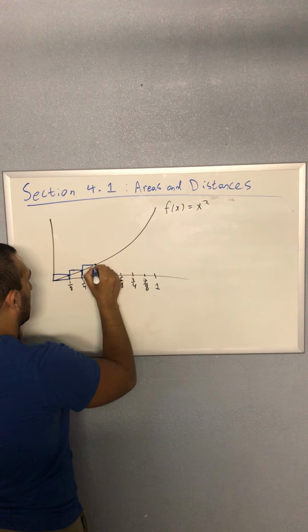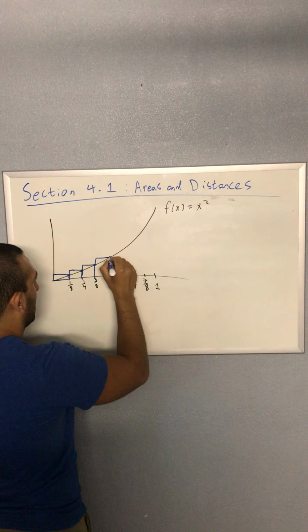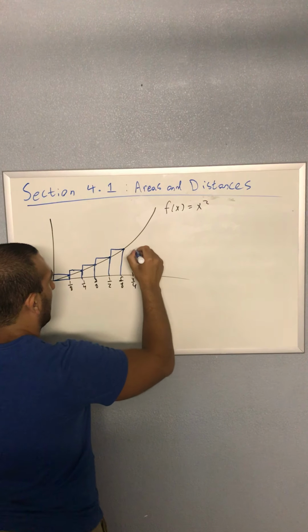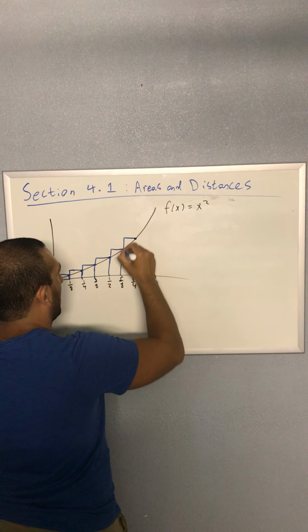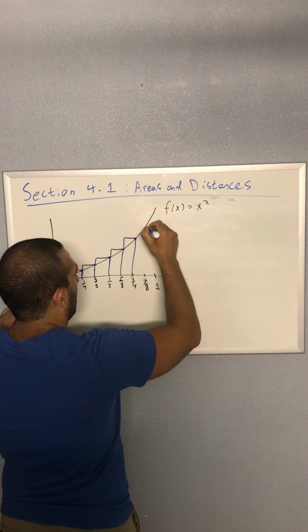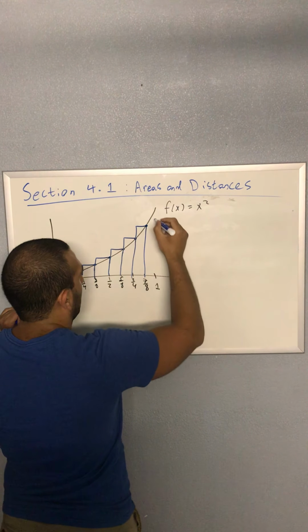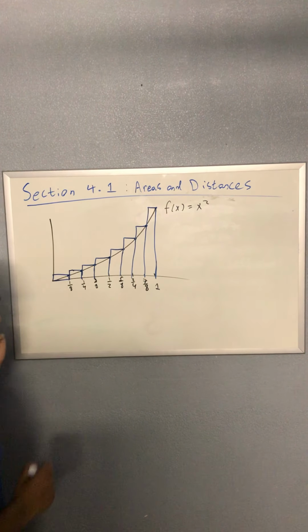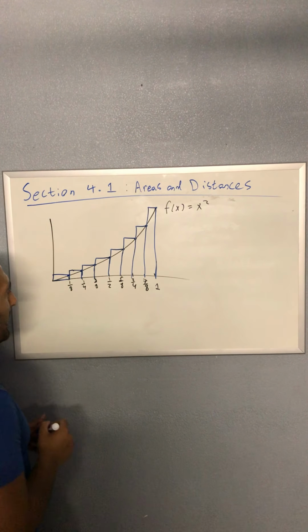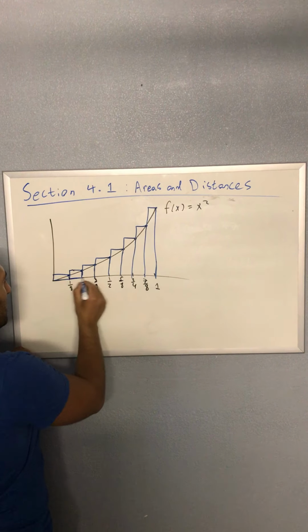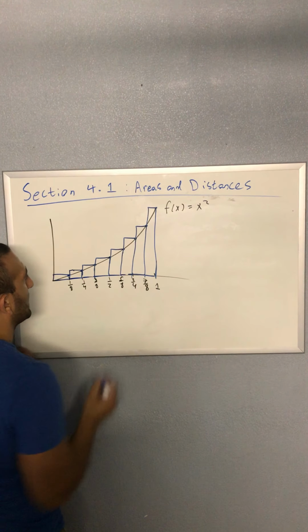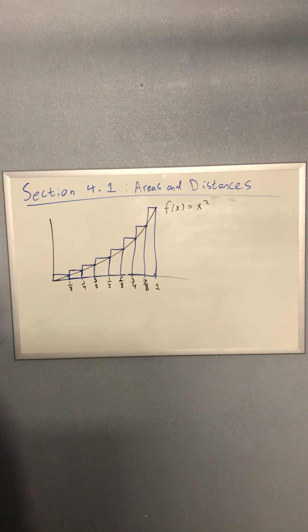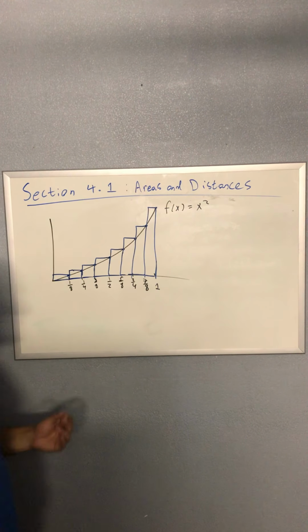So the height is that. And then you can see that this is automatically looking a lot better than what we started with. The amount of overestimation is getting smaller and smaller. It's much less. And so this is the big idea.